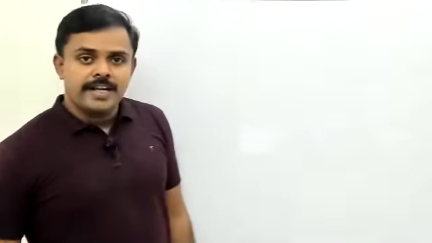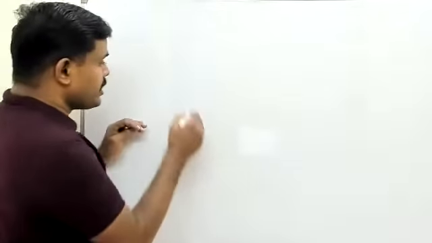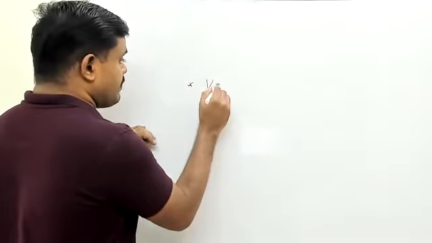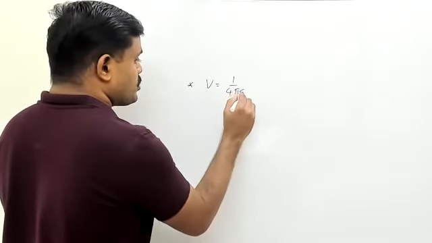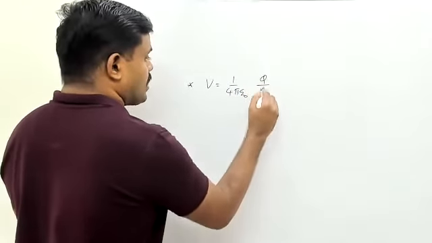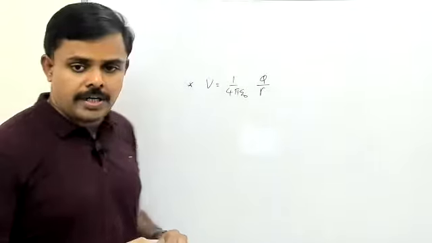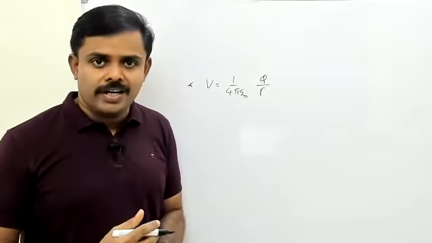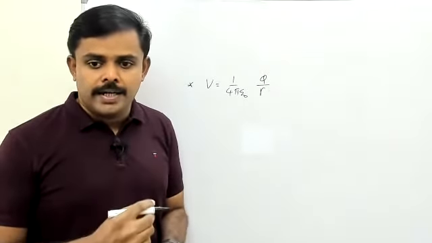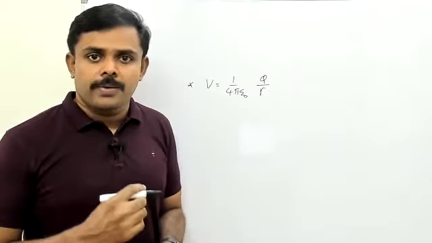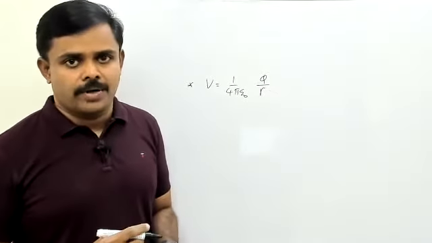So what was the equation for electric potential again? Electric potential is given by 1 by 4 pi epsilon 0 into Q over R. This is the equation for electric potential. What is the definition of electric potential? Work done to bring a plus 1 coulomb from infinity up to the concerned point.